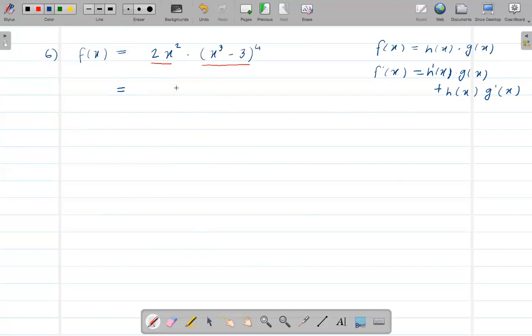So when I take the derivative of 2x squared, the 2 stays the same, and I bring the other 2 down here. The derivative of x to the power 2 minus 1 will be just x, right? So I took the derivative of h first. Now g of x will stay the same: x to the power 3 minus 3, to the power 4. All right, so we did this part first. Now plus, h of x will stay the same, so the first one stays the same: 2x squared.